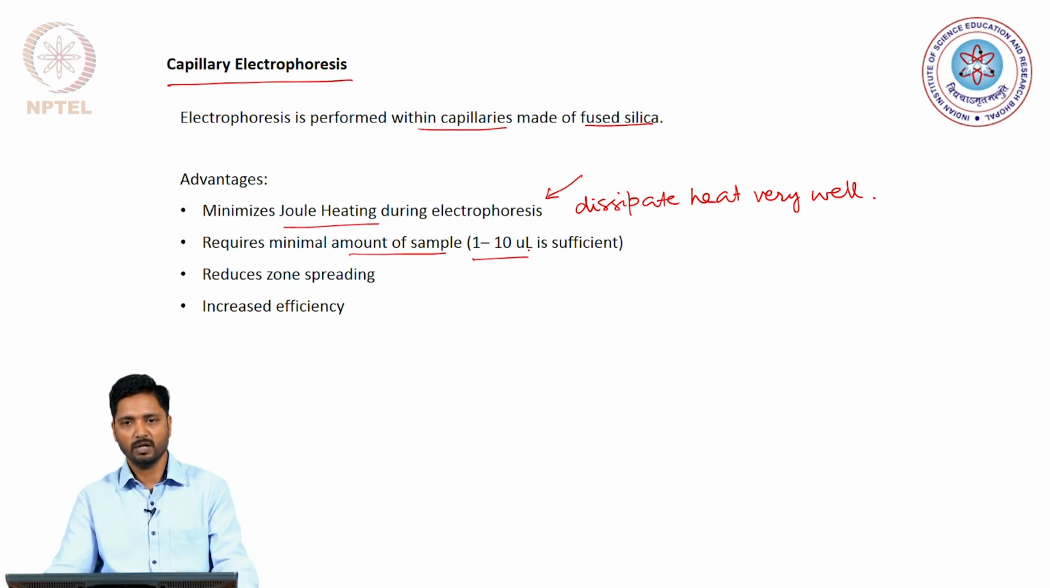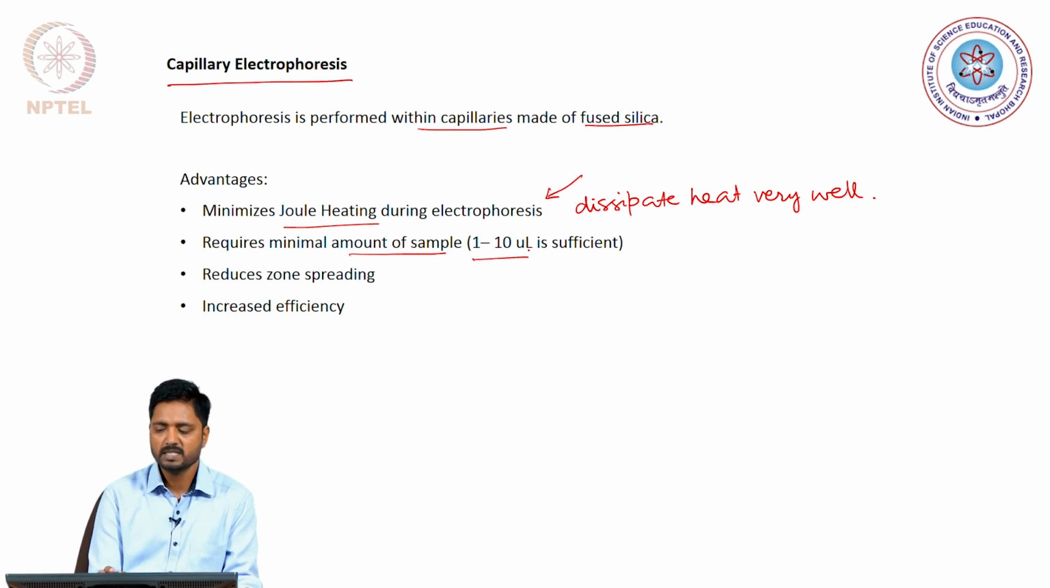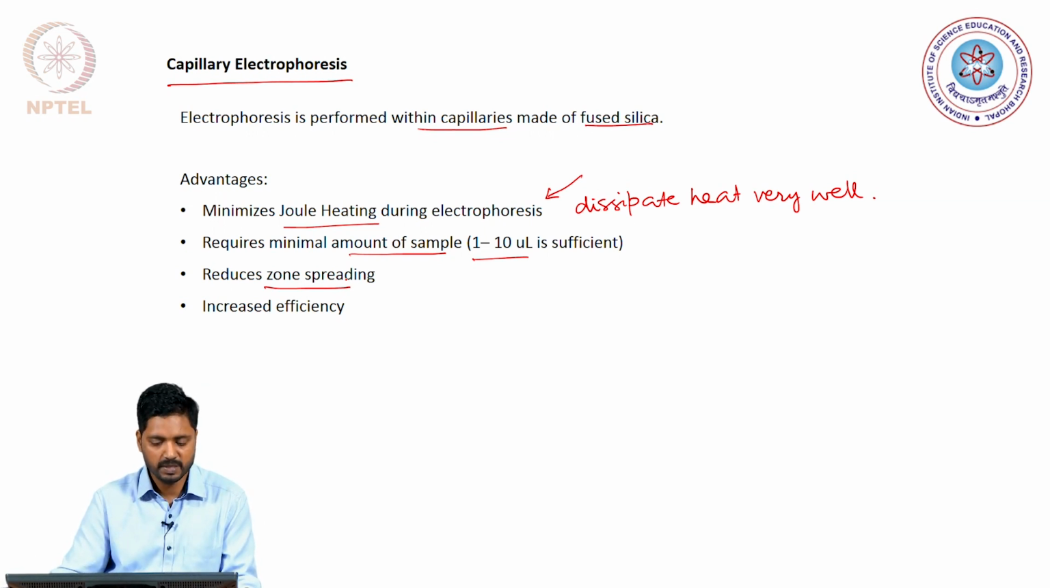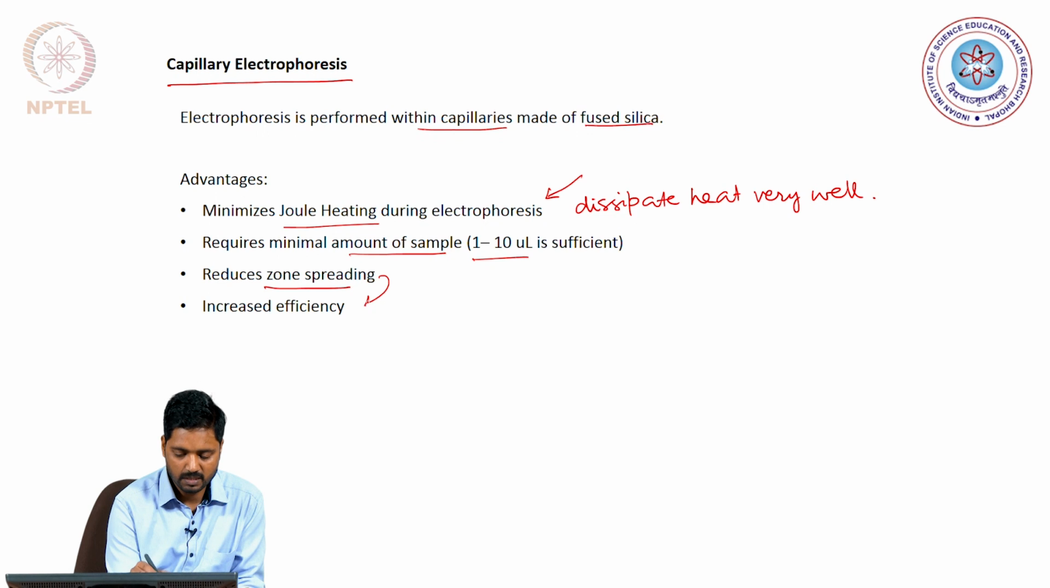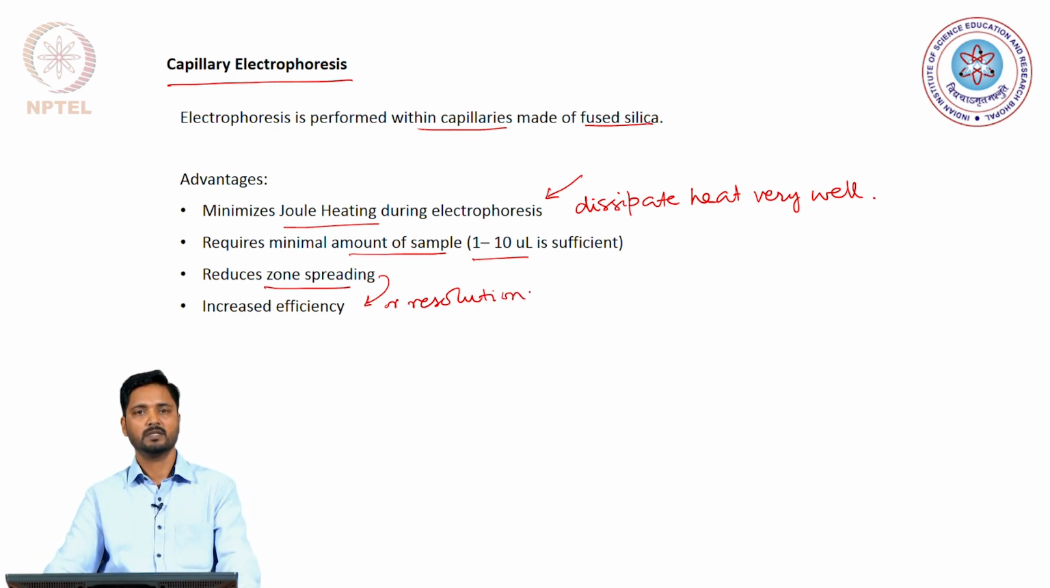So, this is one of the very profound techniques for achieving separation of small amounts of biological samples, which includes proteins and nucleic acids. Now, of course, since the heating is being avoided, the zone in which our material is present will not spread as much, and hence there is reduced zone spreading, and as a result increased efficiency or resolution is achieved through capillary electrophoresis.